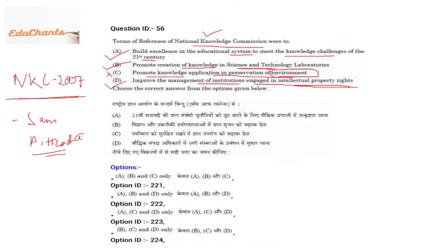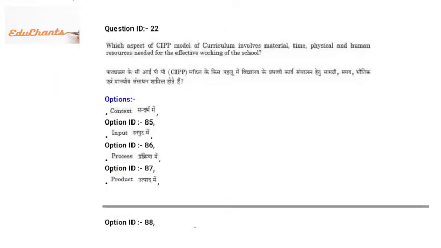So A, B, D are the right options. So B will be the right answer. Okay. Next, 22. Which aspect of the CIPP model of curriculum involves material, time, physical and human resources needed for the effective working of the school?